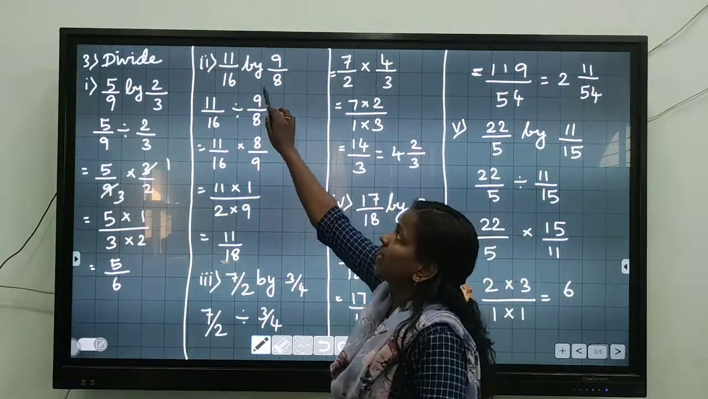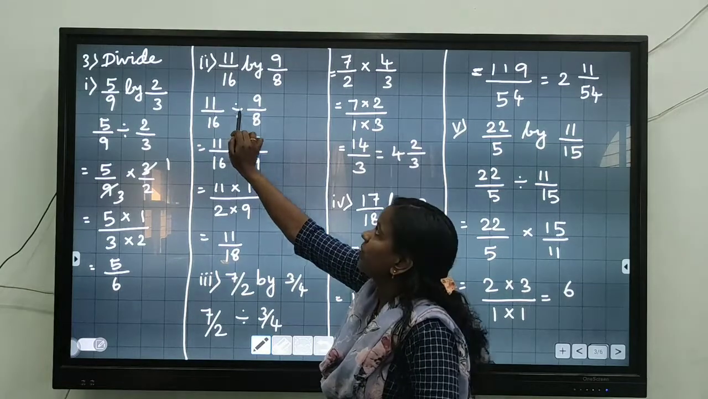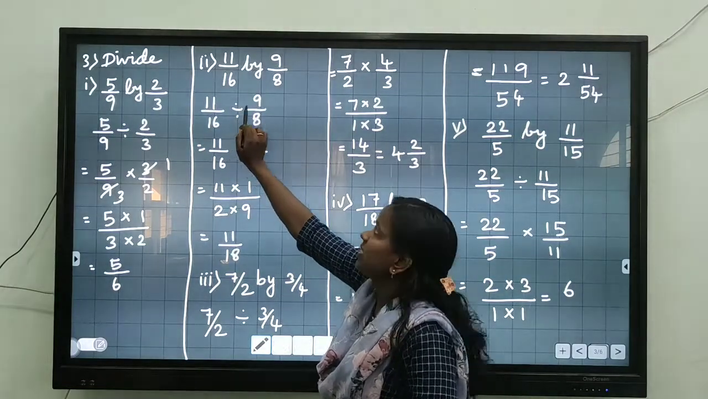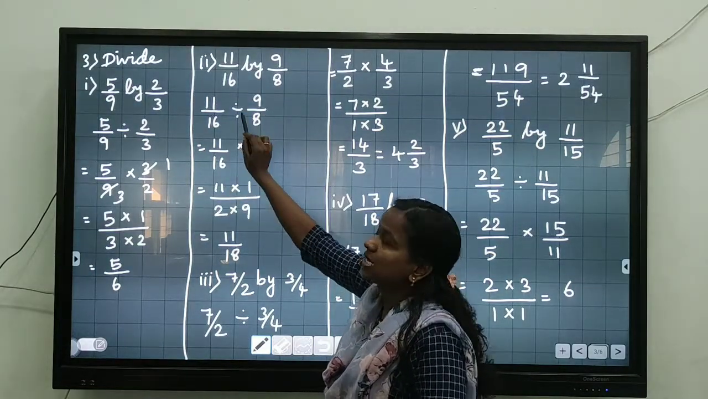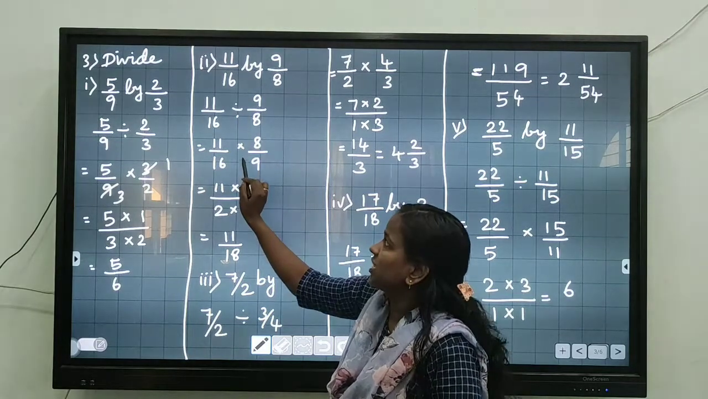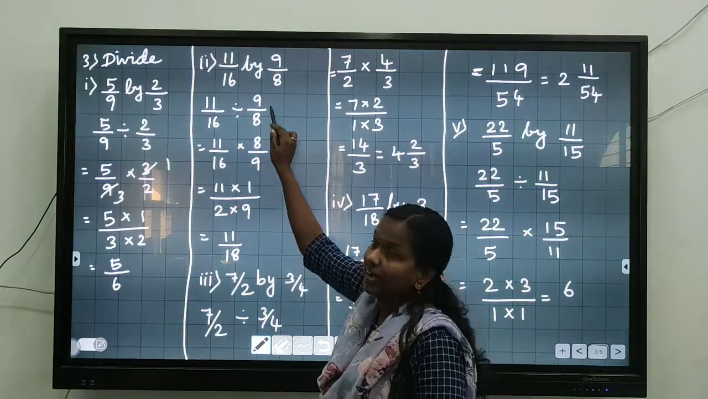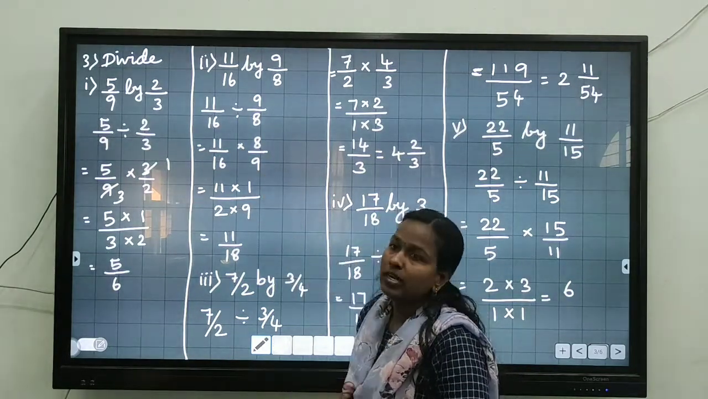So first you have to write by not equal to division. Instead of by you have to do division. Then 9 by 8 I am writing as it is. Next step you have to change division as multiplication. Then 9 by 8 will become 8 by 9.